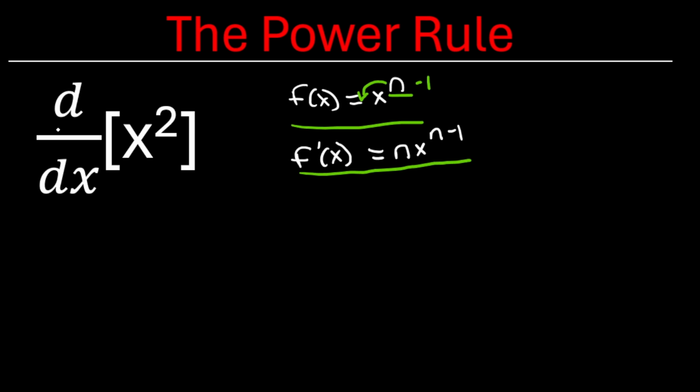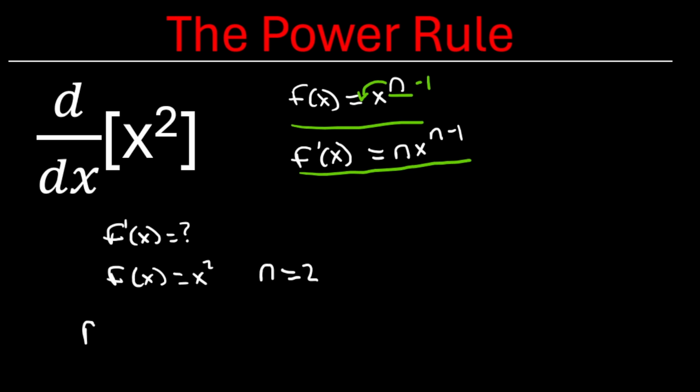First one being d dx of x squared. Now, if you're not familiar with d dx, this is essentially saying find the first derivative of x squared. So we need to solve for f prime of x, and we're given f of x as x squared, which is conveniently in the form of x to the n. So we now know that n is 2.